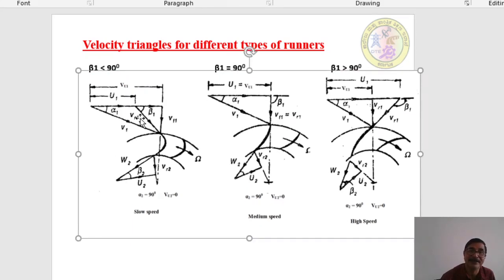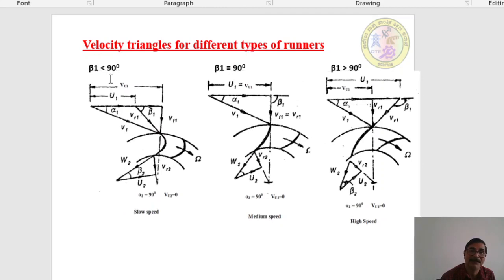See here, if beta 1 is less than 90 degrees, then Vw1 is greater than U1. In the second case, if beta 1 is equal to 90 degrees, then Vw1 is equal to U1. That is, the whirl velocity at the inlet is equal to the tangential or peripheral velocity at the inlet. Look here, water enters, and your relative velocity is equal to the flow velocity. Water enters at an angle of alpha 1, and this is the blade angle at the inlet when beta 1 is equal to 90 degrees.